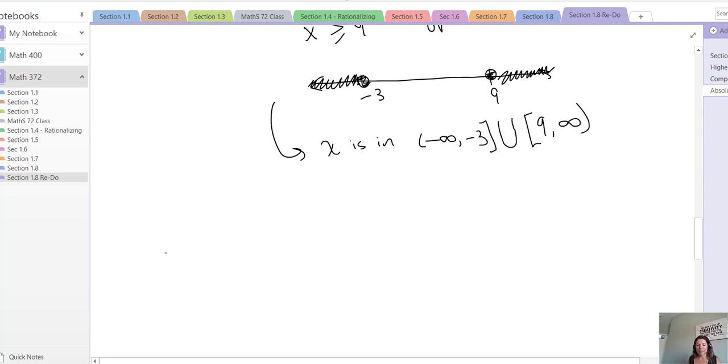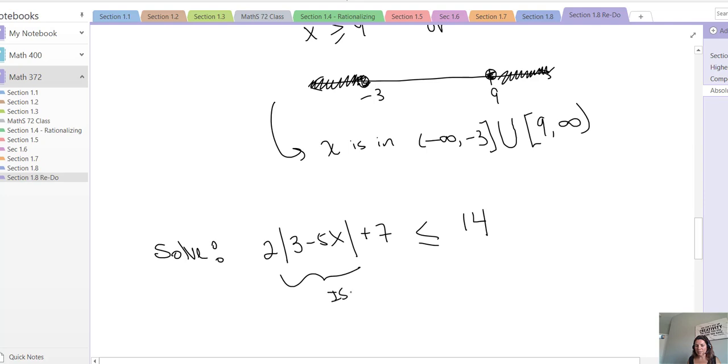So one of the things, if I said something like 2 times the absolute value of 3 minus 5x plus 7 less than or equal to 14, right? I don't want to say things are less than 14 and greater than negative 14 because the absolute value is not by itself. So you have to first isolate the absolute value before you do the 2 cases.